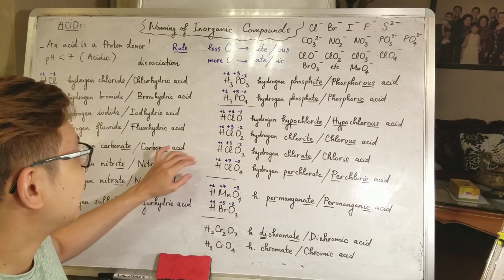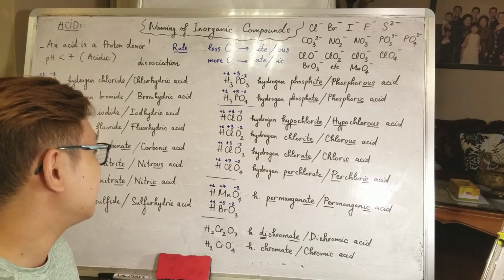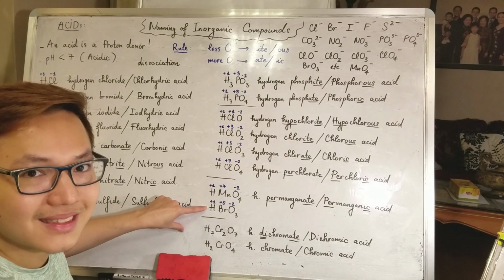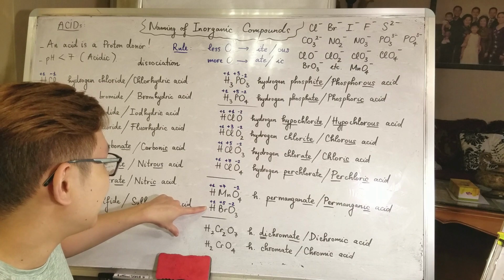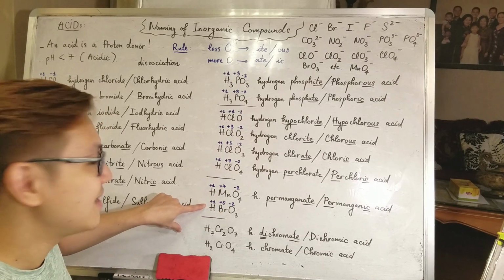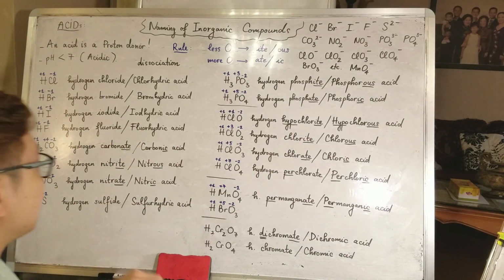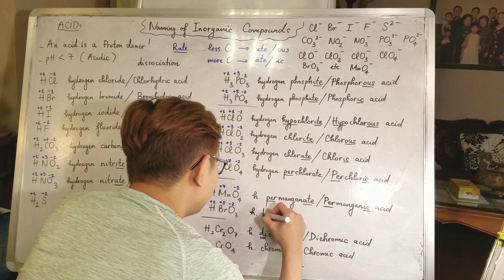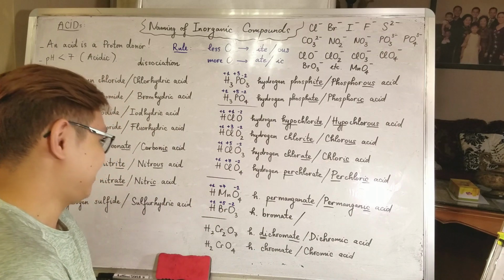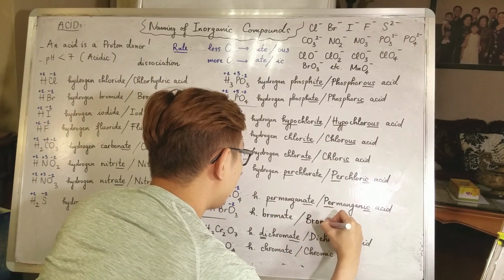Alright? Now, if you go on, there are some special cases. Try to guess what's the name of this form. This is the only form of Br that has oxygen in there. That's right, it's similar to this one. So, hydrogen bromate. So what's the other name? Ate becomes ic. So bromic acid.